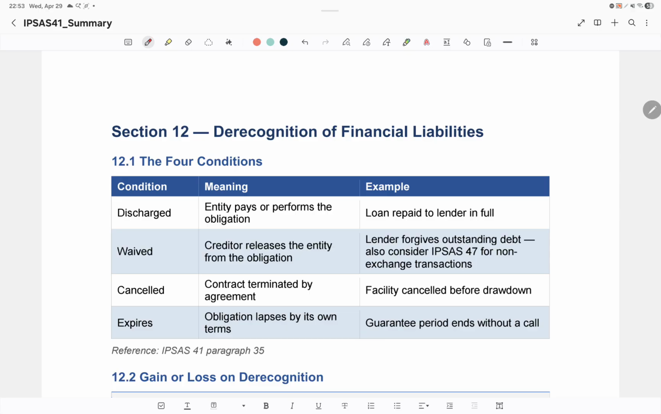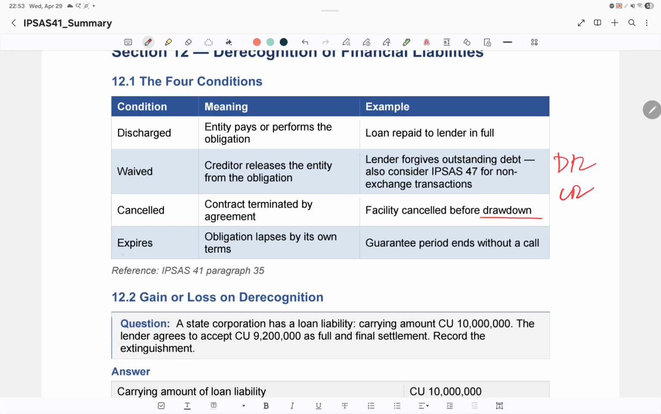So normally, if the debt is forgiven, what do you do? You debit the loan, credit revenue. If it is cancelled, contract terminated by agreement, facility cancelled maybe before drawdown, then you derecognize the liability from your books. Expires: if, for example, you had a provision, you debit the provision and credit surplus or deficit.